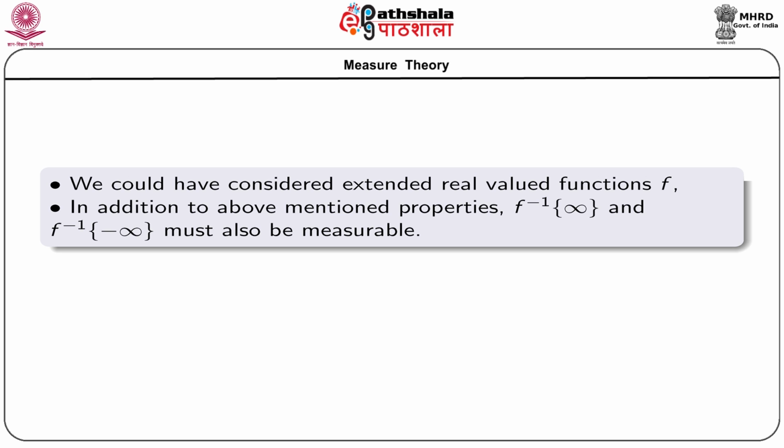When we consider extended real valued functions, then in addition to the above mentioned properties, we also need 2 more properties: f inverse of the singleton set infinity and f inverse of the singleton set minus infinity must also be measurable. But throughout we will not deal with extended real valued functions, because whatever results we prove with real valued functions can easily be extended to extended real valued functions, and we do not need more complications in our proofs.